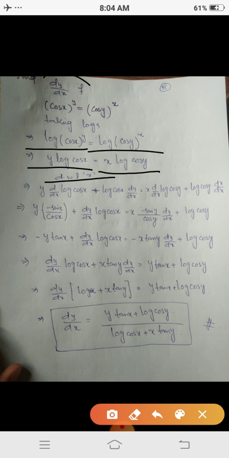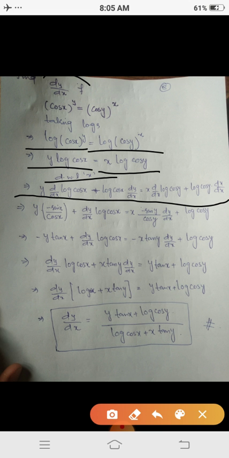By using m raised power n, we simply get y log cos x and x log cos y. So differentiating it, now in LHS we have a function y log cos x. This means it's the product of two functions, one y, second one is log cos x. In RHS we have x log cos y. This means that it is the product of two functions, one is x, second one is log cos y. So using the product rule we simply get this very term, that is y d by dx of log cos x plus log cos x into dy by dx equals to x d by dx of log cos y plus log cos y into dx by dx.